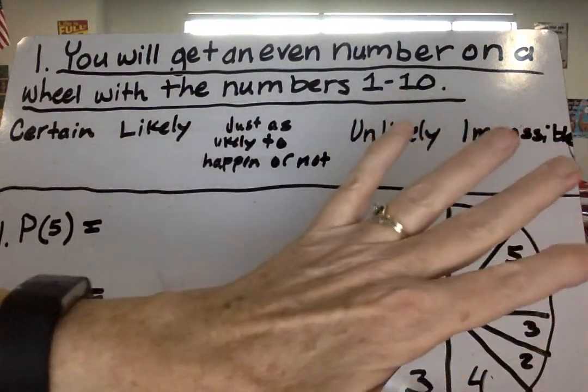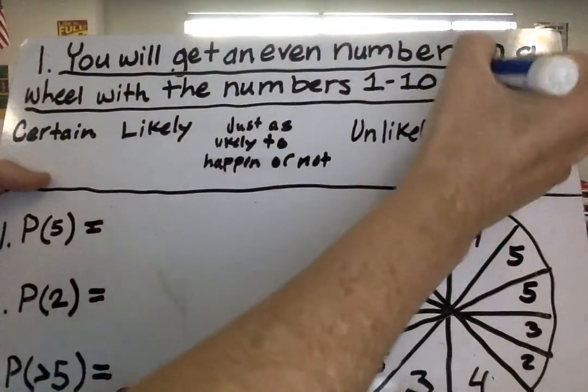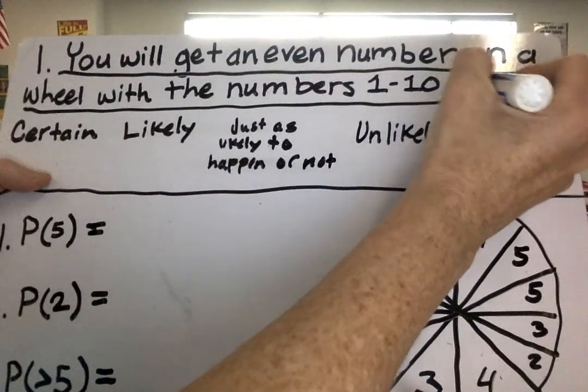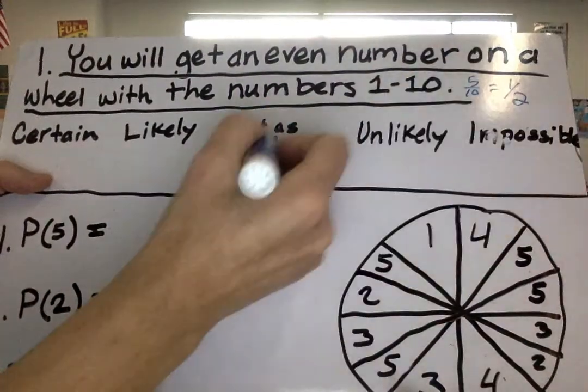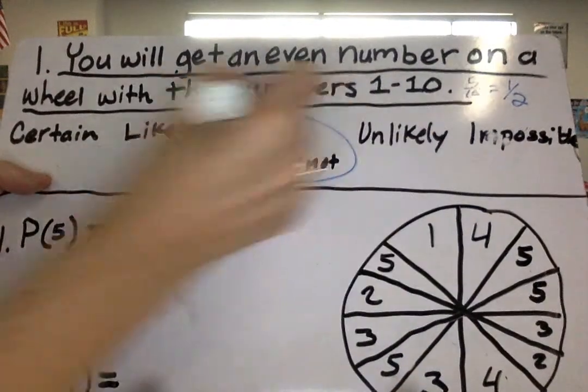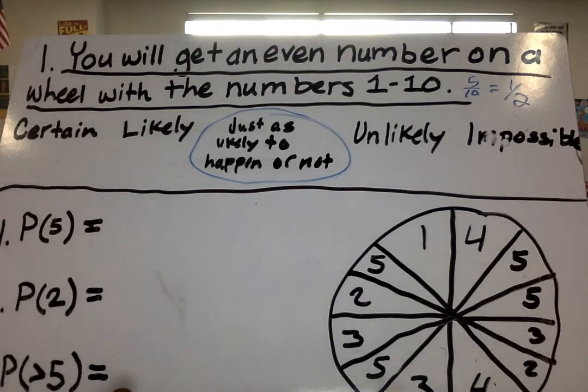So that's 5 out of 10. We can write 5 out of 10 equals 1/2. So that is right here in the middle. Just as likely to happen or not. And we circle that. Okay, go ahead and do the rest on that. I am going to go ahead and jump to the next page where we have this spinner.